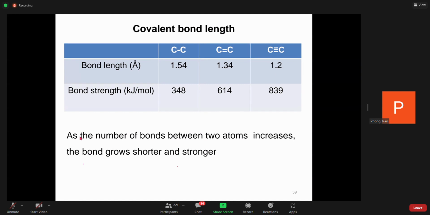So this is something we described already. When you move from the single bond to double bond and triple bond, the bond length will decrease and the bond strength will increase. It's quite easy to understand.